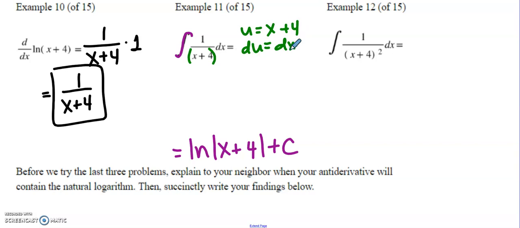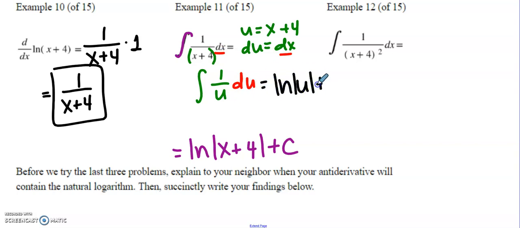So when I do my substitutions, I'm going to end up with the integral of 1 over u, and then du and dx are a perfect match. So then this ends up being the natural log of the absolute value of u plus c, and then I can sub in that u value.